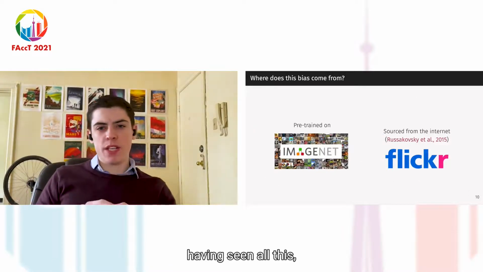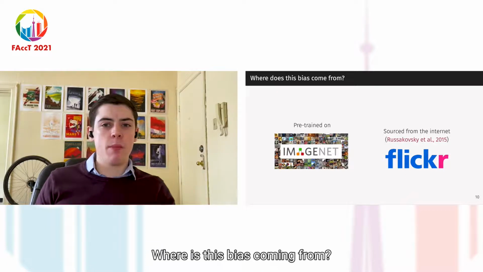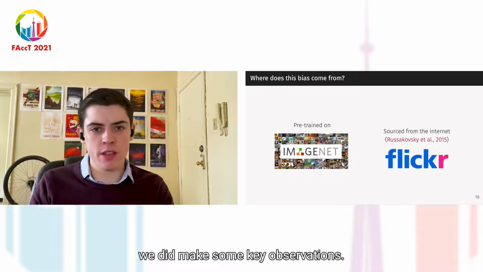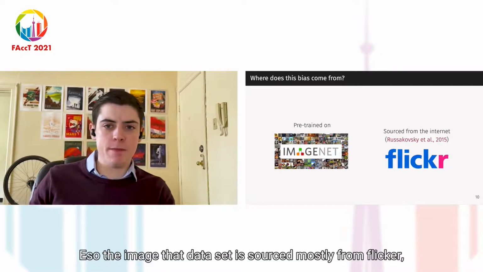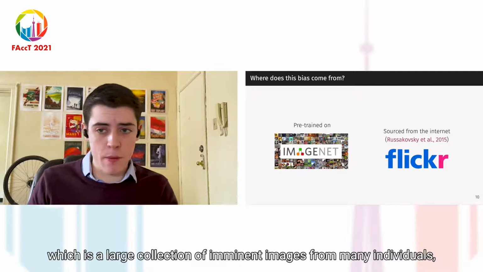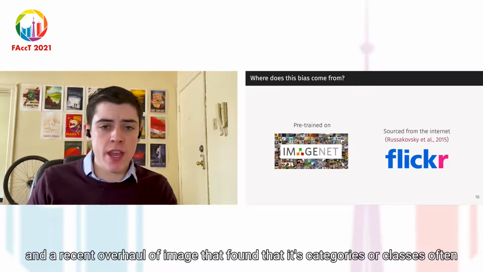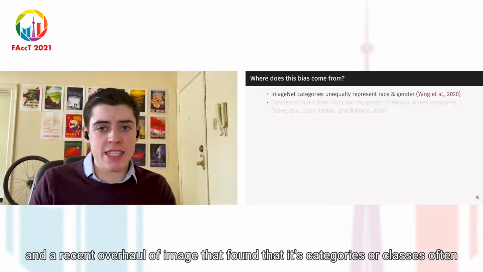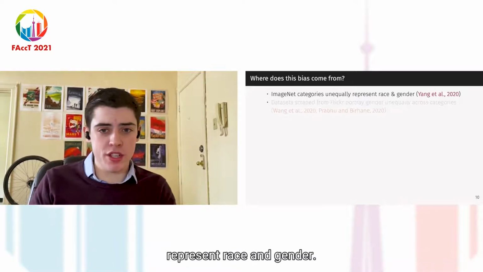So having seen all this, we asked, where is this bias coming from? And while the answer is complicated, we did make some key observations. The ImageNet dataset is sourced mostly from Flickr, which is a large collection of internet images from many individuals. And a recent overhaul of ImageNet found that its categories or classes often unequally represent race and gender groups.